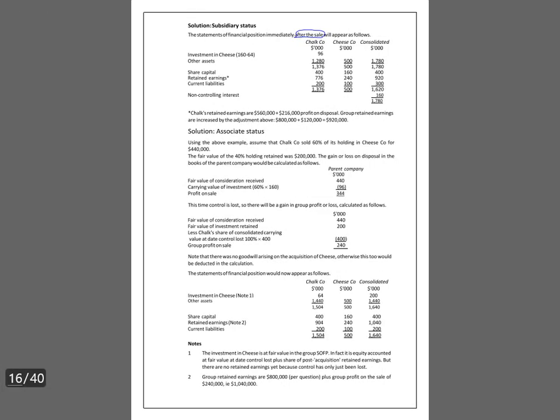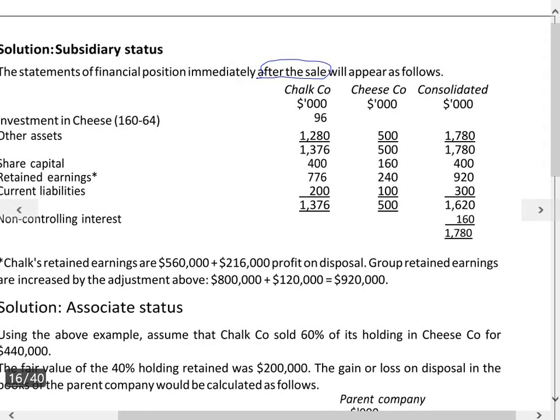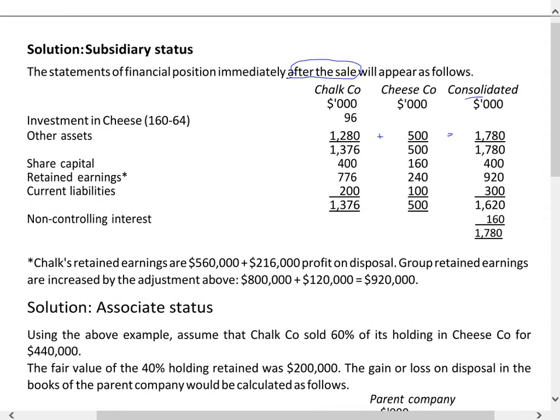Now, share capital, always take parents. Retained earnings. My question now: 776, does it include parents' profit? Must we eliminate? Yes. What is the parents' profit? 216. It already included the 216.